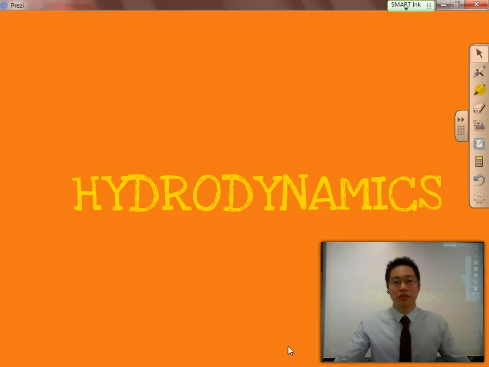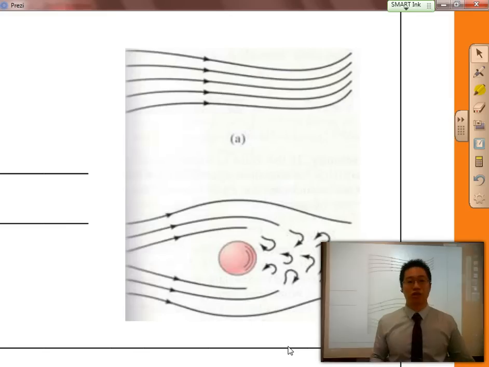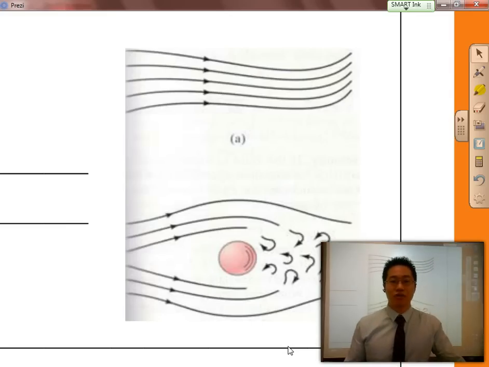Hi, ladies and gentlemen. Today is the next part of our fluids lesson, and today we are going to be talking about hydrodynamics, which is also the science of moving fluids. Now, whenever we talk about moving fluids, there are a couple terms I do want to bring up, which we're not going to use too much, but just so that we understand. And those terms are laminar versus turbulent.